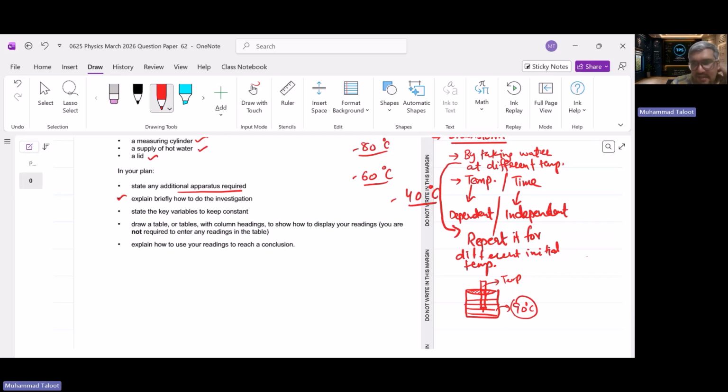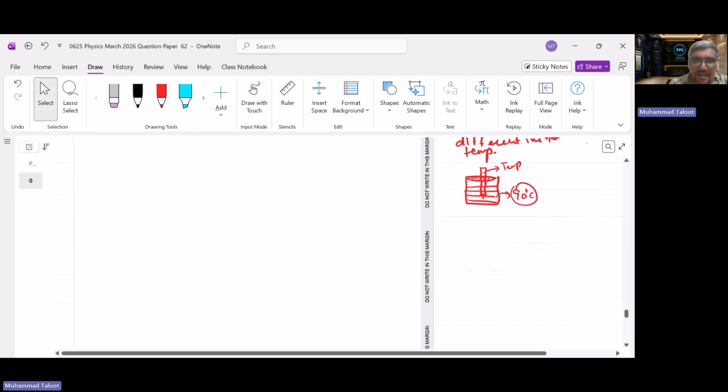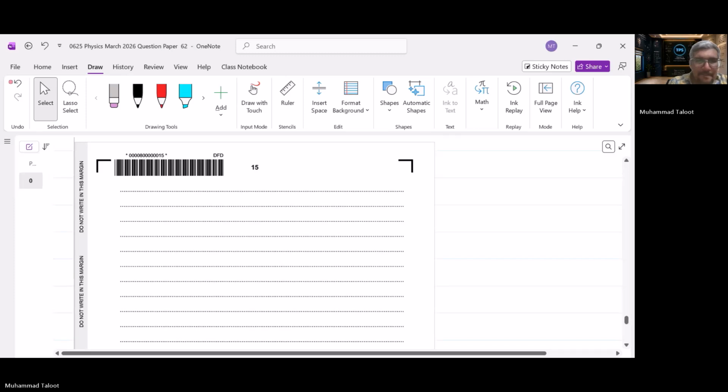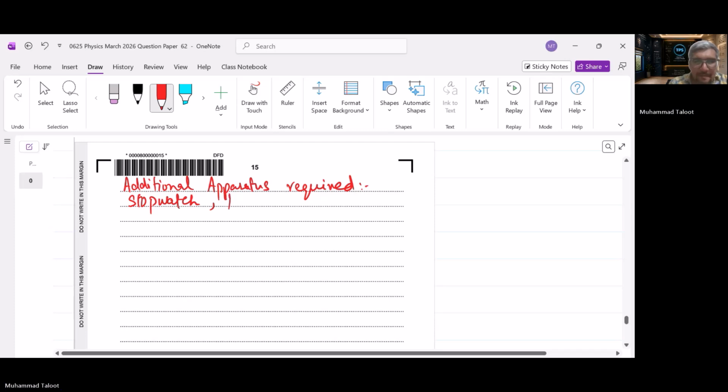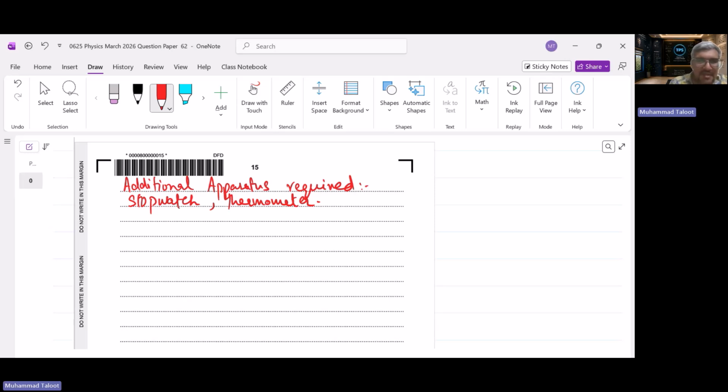So, dear students, list additional apparatus, state any additional apparatus required. So I will be writing here: additional apparatus required. Stopwatch to measure the time, and I think thermometer is not given. You can use that thermometer. So these are the 2 points. Now we have to explain briefly how you will perform the experiment.